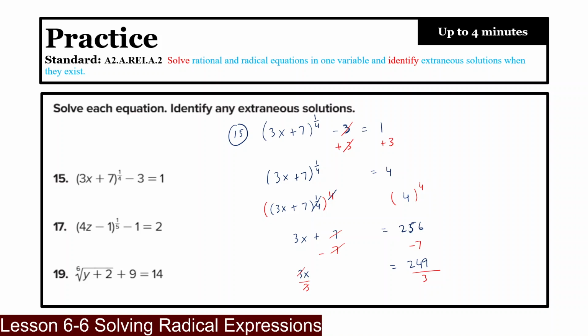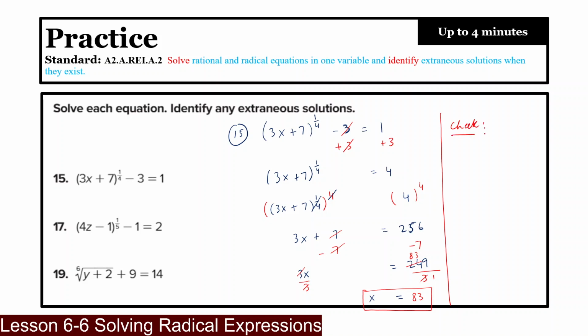That cancels out the 3 on this side, and I'm left with x equals 249 divided by 3. So 3 goes into 3 one time, 3 goes into 24, I think it's 7 times? No, 8 times. And then 3 goes into 9 3 times, 83. And so my answer is x equals 83.